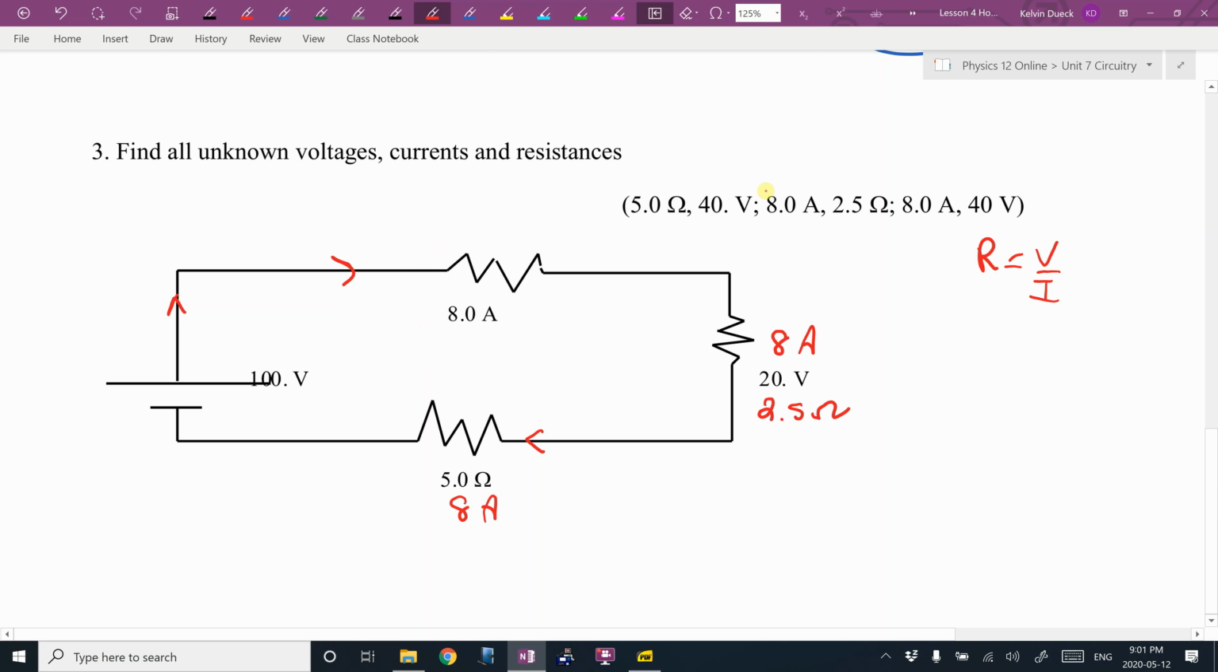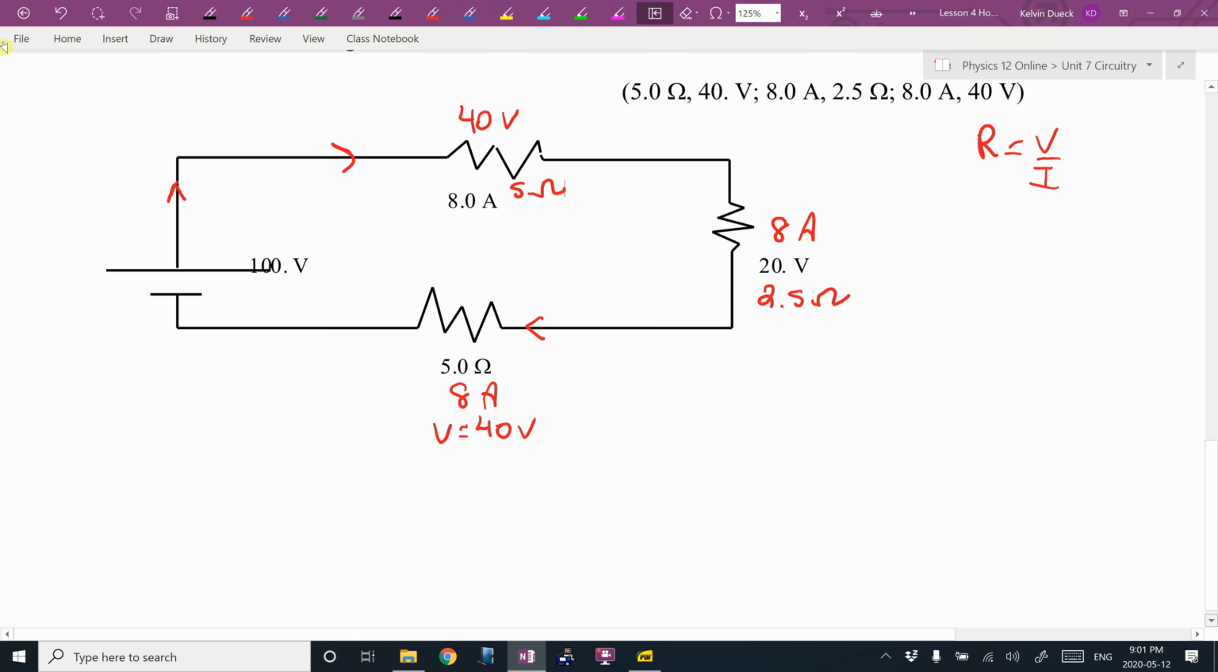Here, knock, knock. I know two things. V equals I times R, so it's going to be 40 volts. I'm starting with 100 volts. I lose 20 volts. I lose 40 volts. Well, that's a total of 60. This has to be 40 volts, which also means this has to be 5 ohms, 40 divided by 8. I didn't even bother finding total resistance this time, although I guess I could have maybe, but didn't need to.